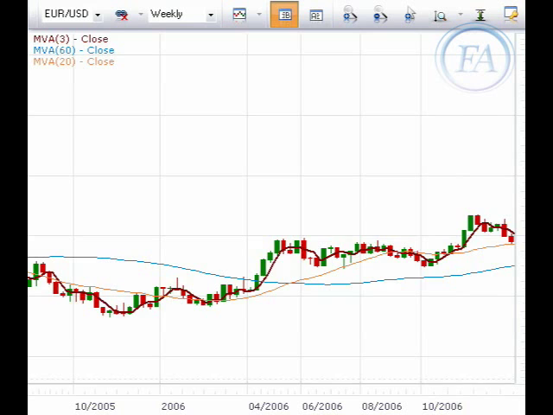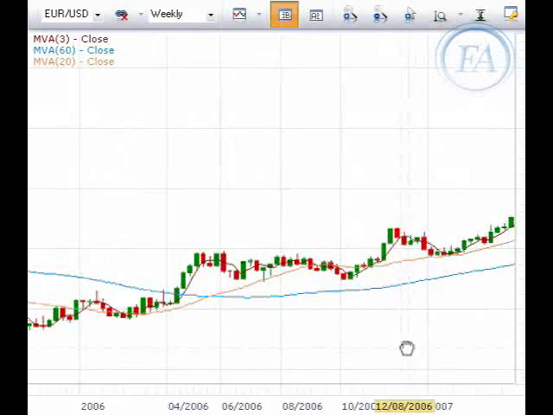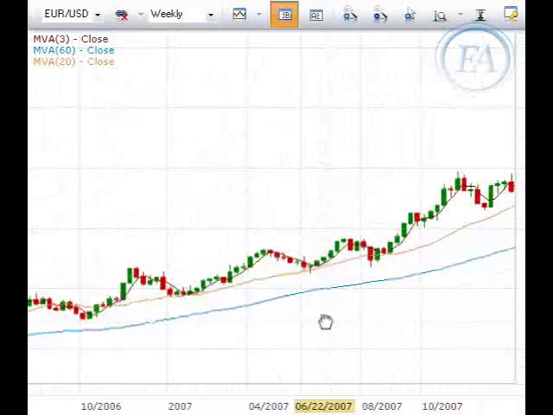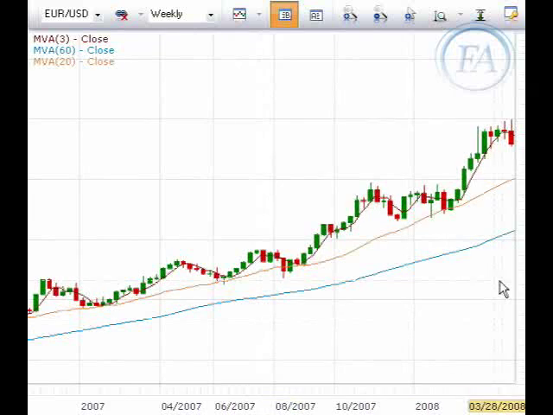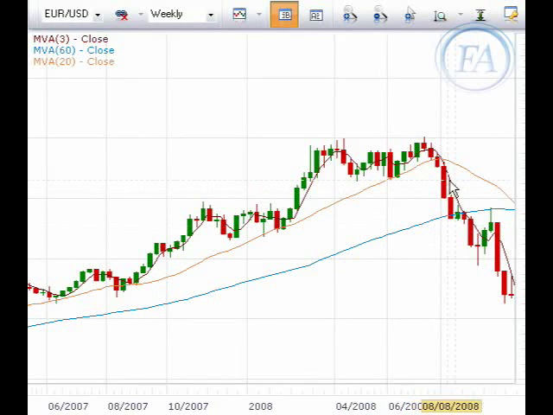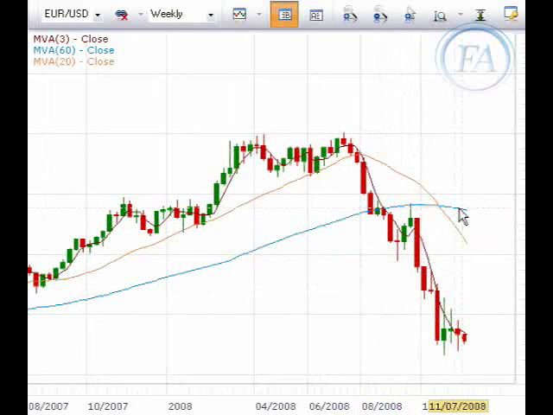When the short-term line is above the intermediate one, and the intermediate one in turn is above the long-term line, we call this uptrend. Prices are generally rising, and the more the lines appear to diverge, the stronger the price movement is. When, however, the short-term line is below the intermediate one, and that one in turn is below the long-term line, we're in downtrend. Pretty straightforward, huh?